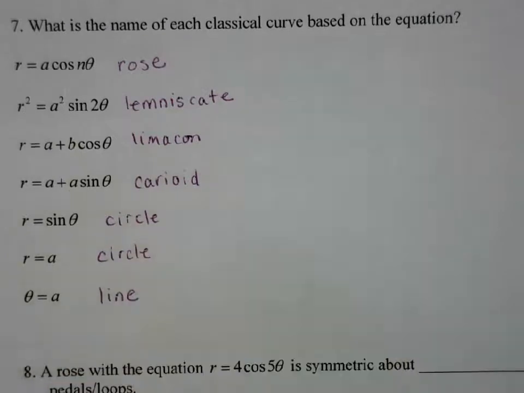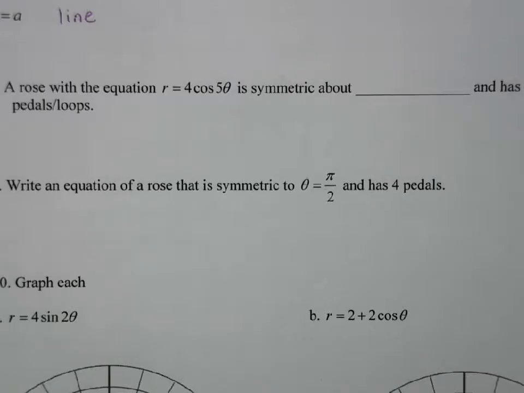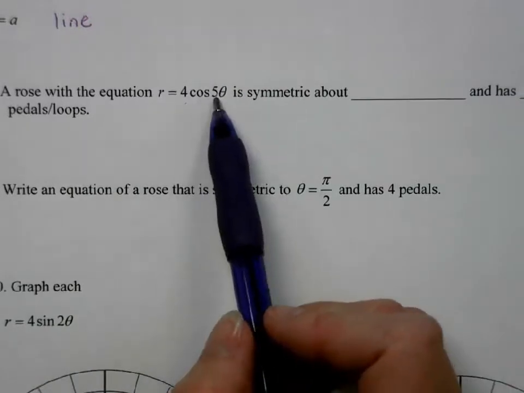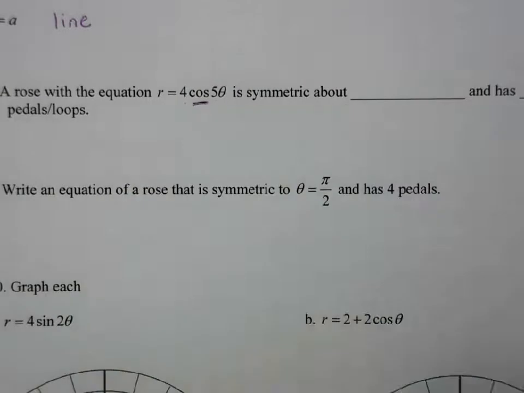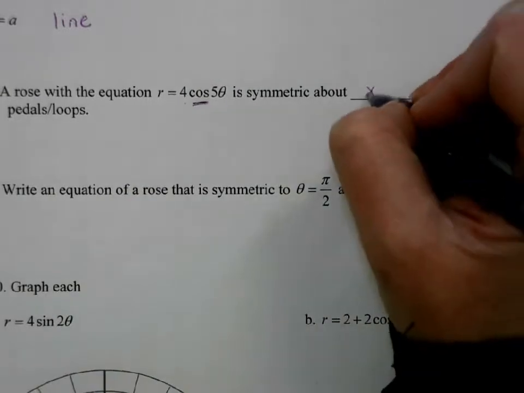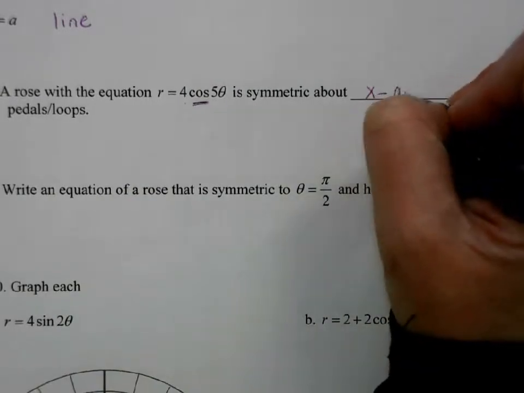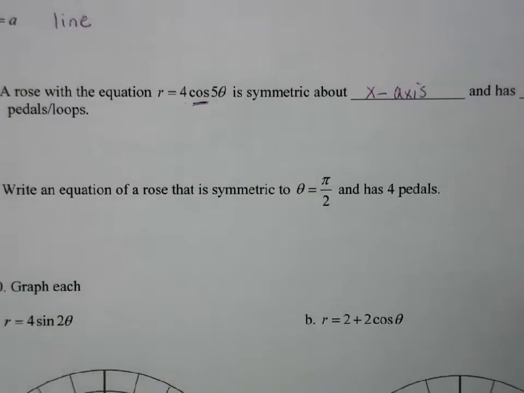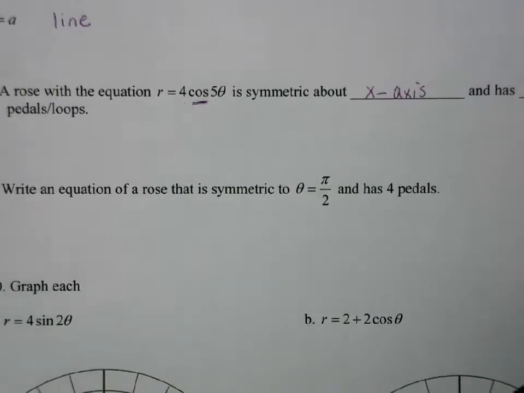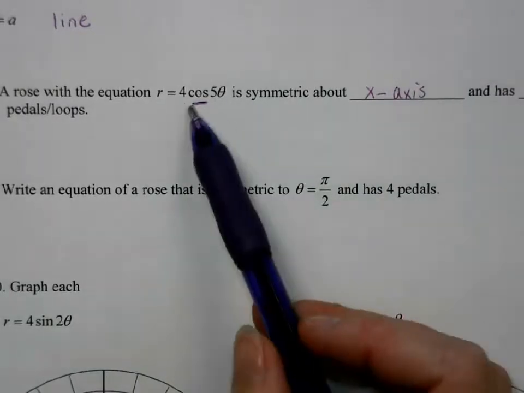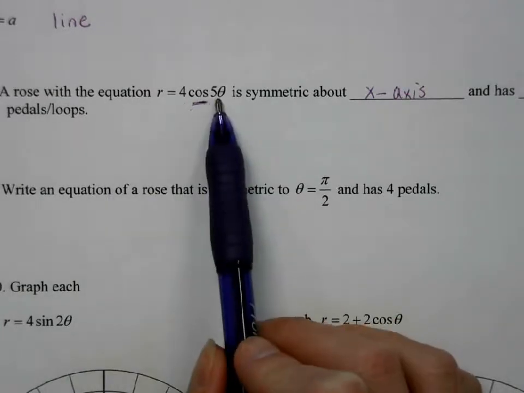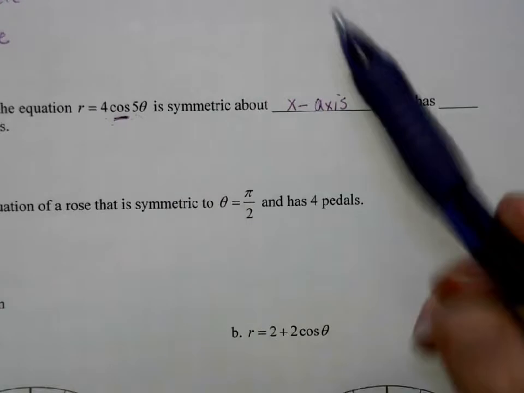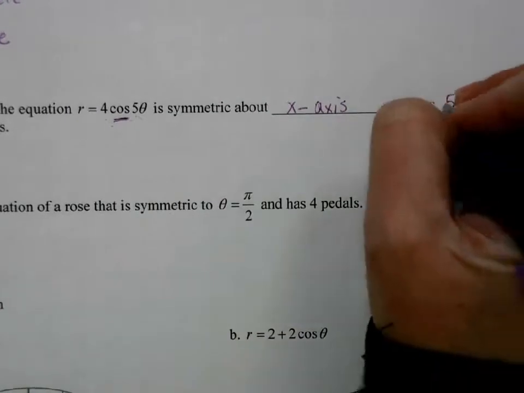Okay, so a rose with this equation, 4 cosine 5 theta, if this is cosine, it is guaranteed to be symmetric around the x-axis. It may also end up being symmetric to the y-axis, but at a minimum we know it's the x-axis. And how many petals? Well, it always depends on this number here. If this number is odd, like 5, it has that many petals. If it's even, then it's double, which we'll use in the next one.